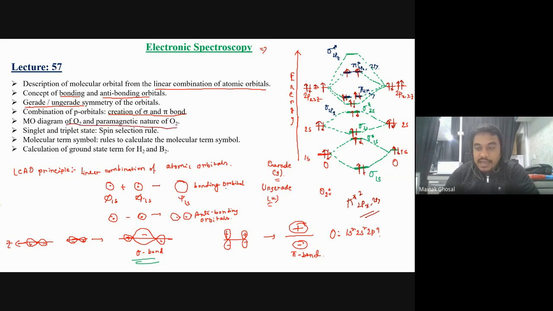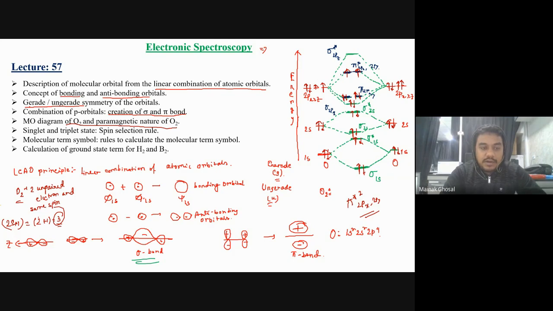It also signifies something else: for oxygen, the two unpaired electrons have the same spin. So if you get the spin multiplicity, 2S plus 1, this will be 2 plus 1, it will be 3. So triplet state. Okay. So ground state oxygen is triplet. Oxygen in the ground state is actually triplet. Okay.